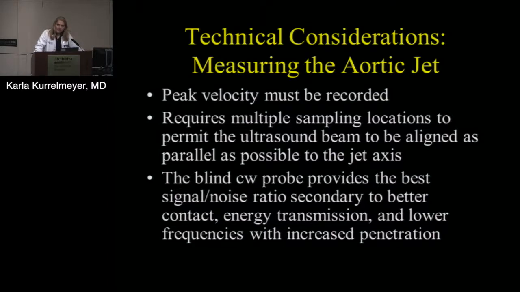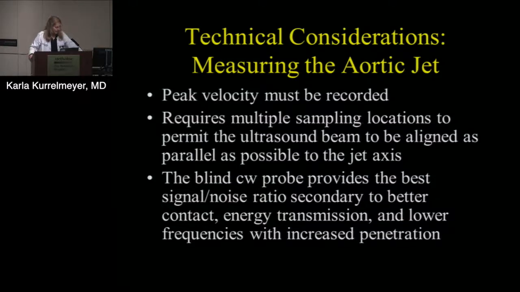And you have to do multiple different locations: the apical, the suprasternal, the right parasternal. You really have to hit all of those areas, because there's no way to predict which one's going to give you the peak velocity. And if you don't get the peak velocity, then we're going to underestimate the severity of the aortic stenosis. And then the patient ends up getting more unwanted procedures or just going undiagnosed. The blind CW probe also provides the best signal-to-noise ratio, and therefore it gives you increased penetration. So it really is the best probe.